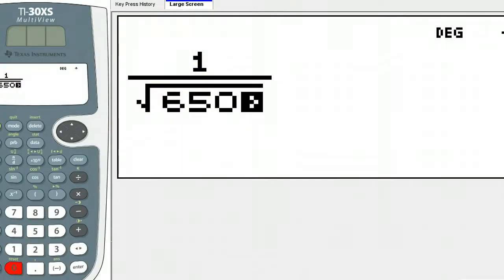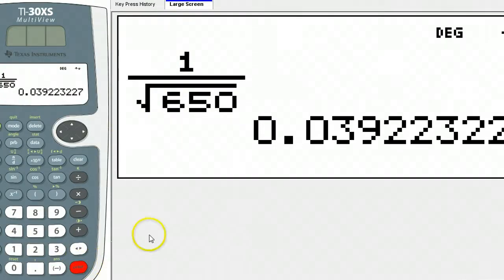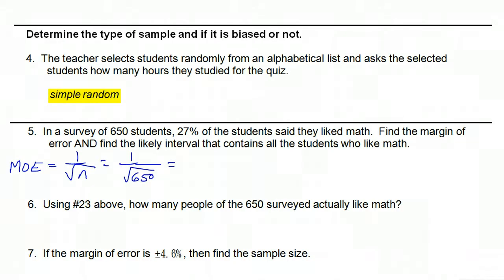Okay, so I get this decimal. All right, 0.0392. So moving that decimal over, that is 3.9%. We'll do the nearest tenth. Okay, so that is the margin of error.